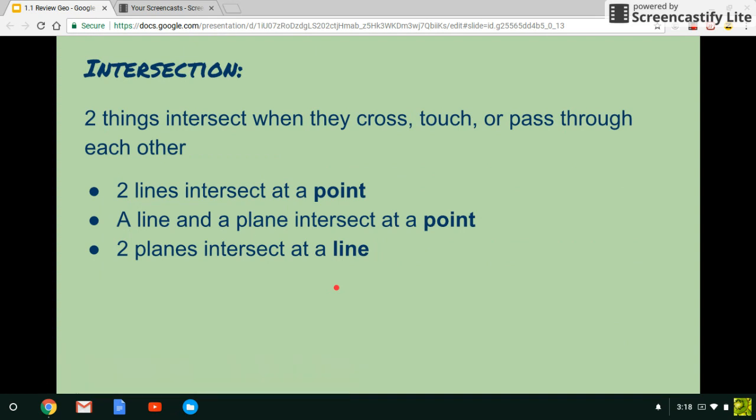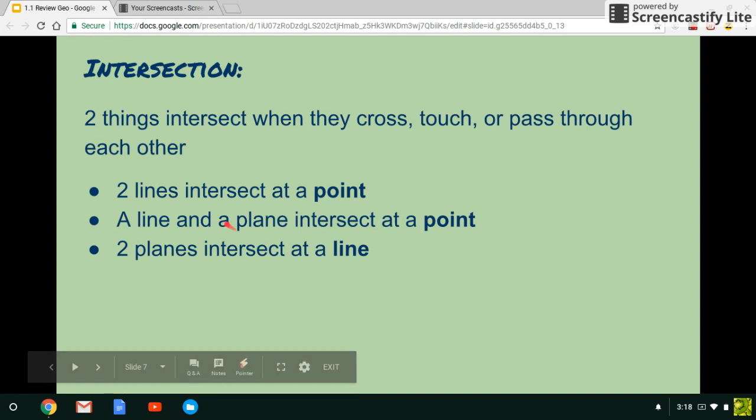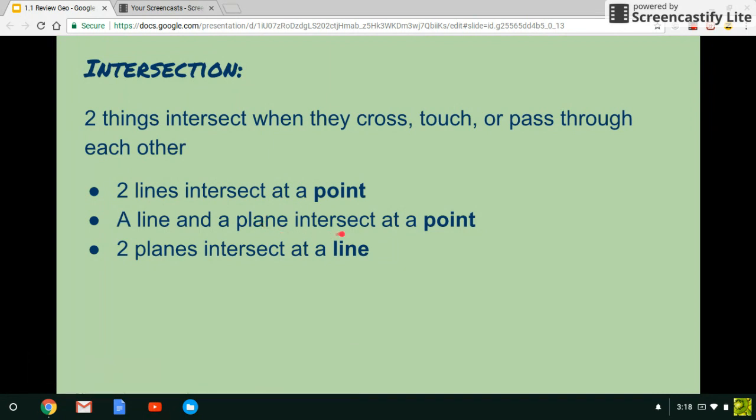Okay, so next we're going to talk about intersection. So 2 things intersect when they cross, touch, or pass through each other. We'll expand upon this a bit, but 3 important things to know. 2 lines intersect at a point. A line and a plane also intersect at a point, and 2 planes intersect at a line.